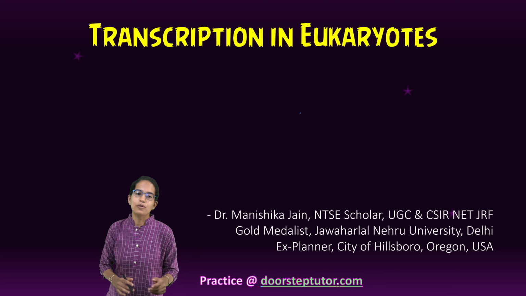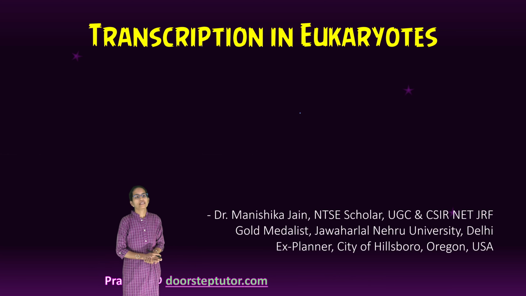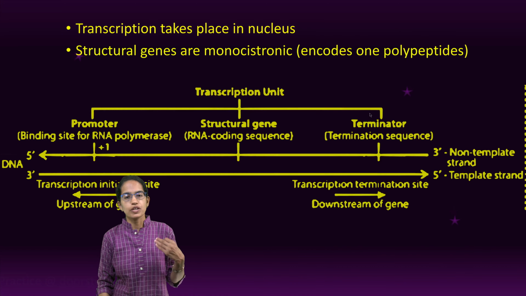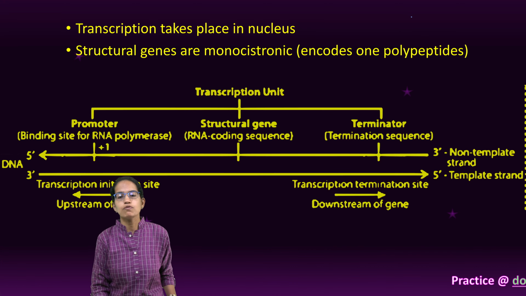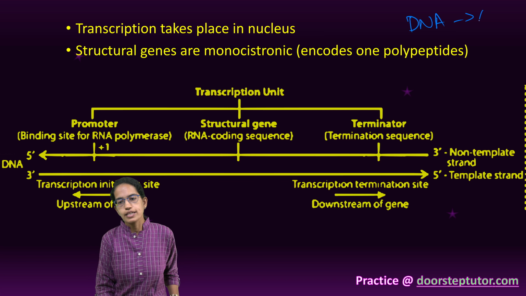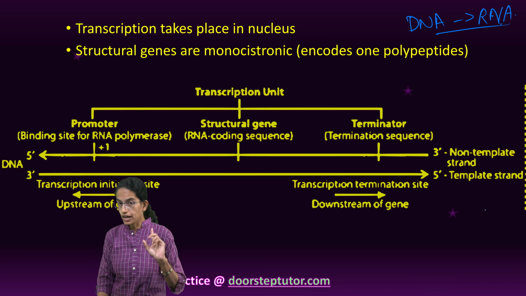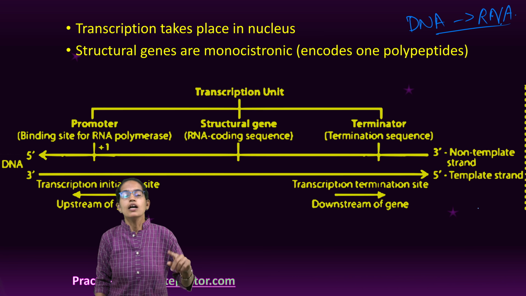Let's understand the process of transcription in eukaryotes. As we know, the transcription process is a very simple process where the copy of the genetic information from DNA to RNA takes place.